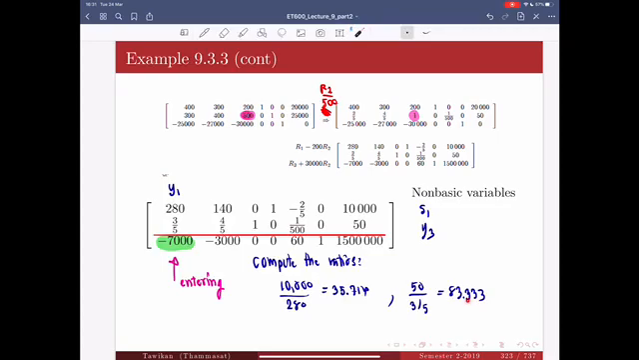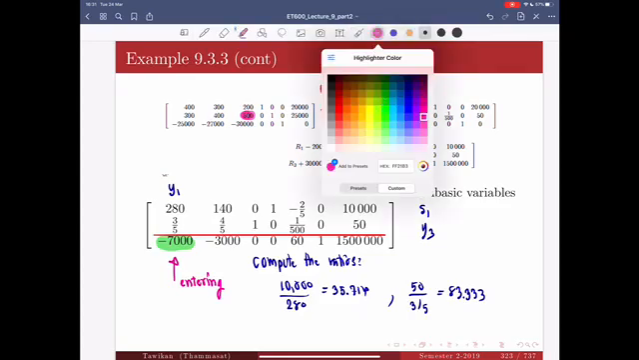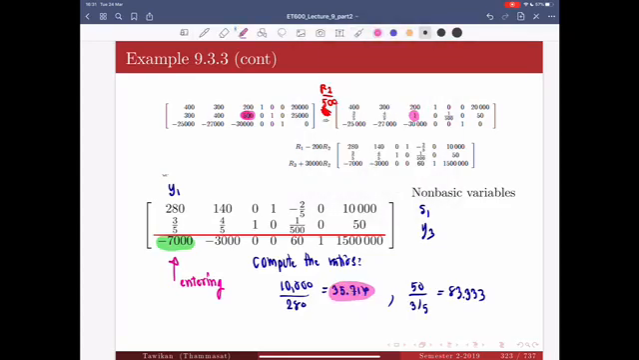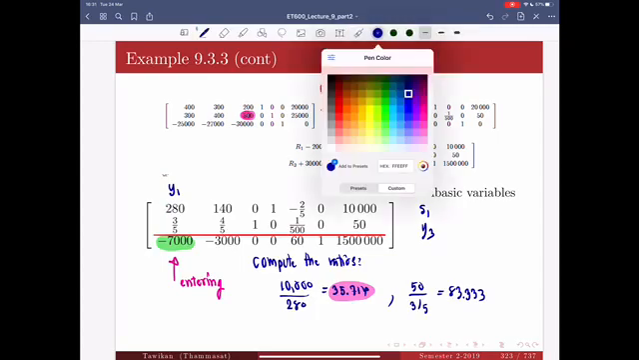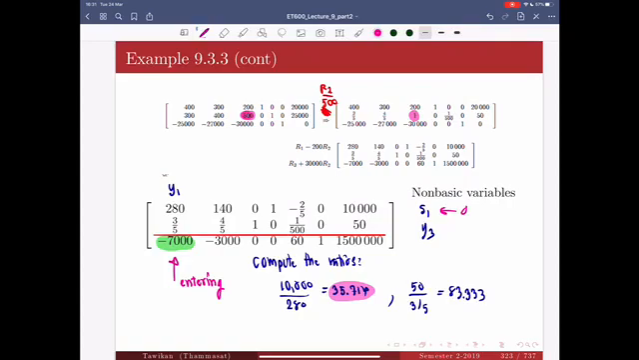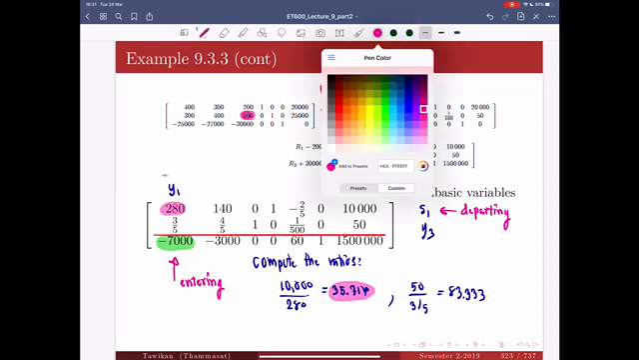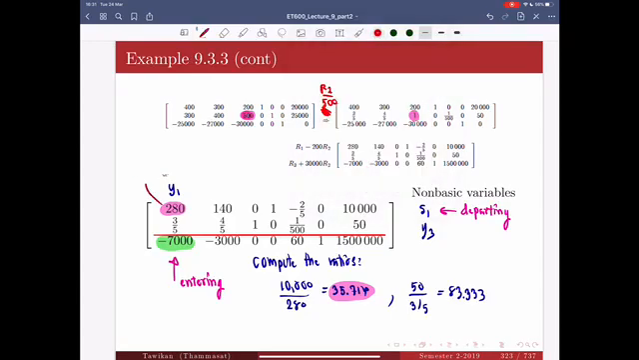The smallest non-negative ratio is this guy. I'm gonna highlight with pink. This is the smallest non-negative ratio. And I got that smallest non-negative ratio from the first row. It means that my S1 is going to be departing. So I'm going to put a note saying that S1 is departing. And this guy is going to be our next pivot element. So pivot.